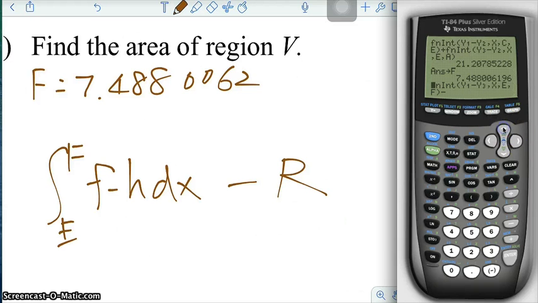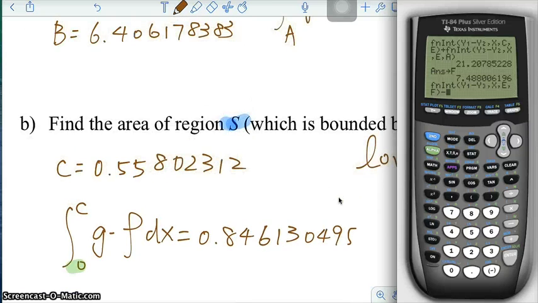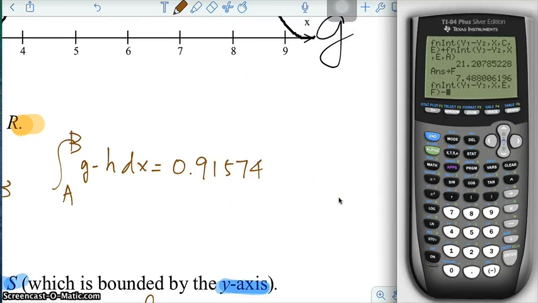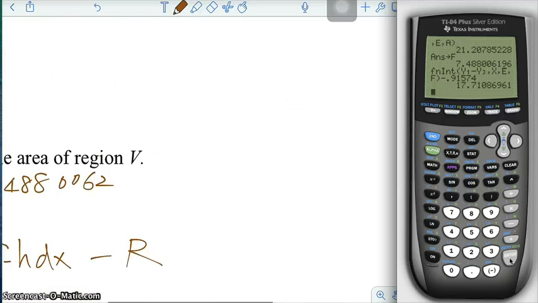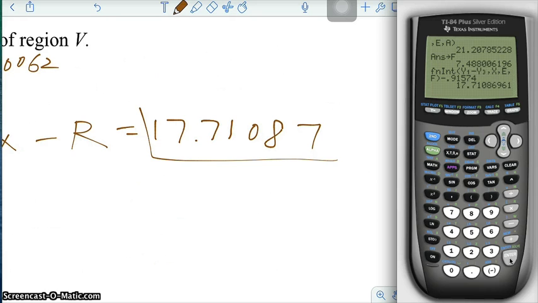Oops, I can't scroll up. I forgot this is a different calculator. So what we're going to do is find R on our paper. R, it's right here. Let's type that in, 0.91574, and push enter. We will get the answer, which is 17.71087, and that's it. That would be everything that we do for this section.